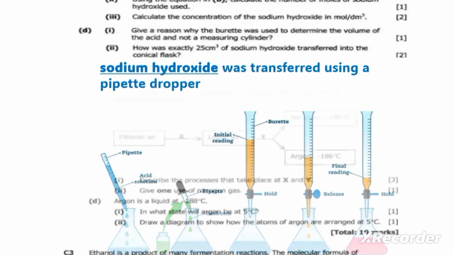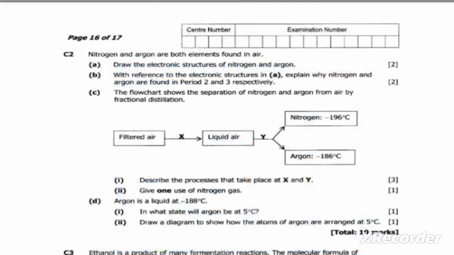We shift to the next question, which is question 2. So we are done with the first question. We now move to question C2. The question reads, nitrogen and argon are both elements found in air. Question 2a, draw the electronic structures of nitrogen and argon. So we can see 2 marks at the end of the question. Draw the electronic structures of nitrogen and argon.